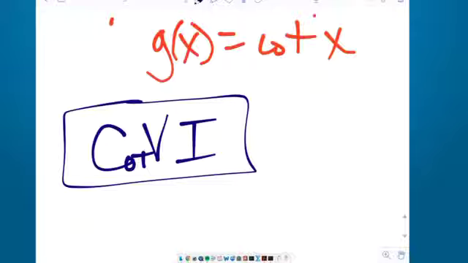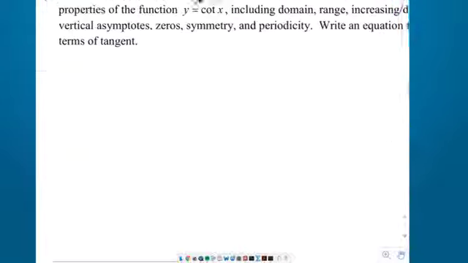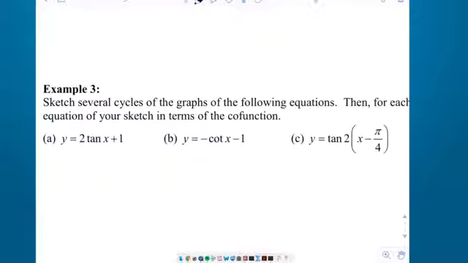You got 2 new parent functions. Guess what we're going to do tomorrow? Well, we're going to learn the other 2, but first we're going to sketch transformations of cotangent and tangent. And then we'll learn the other 2, which are, I forget their names, secant and cosecant.